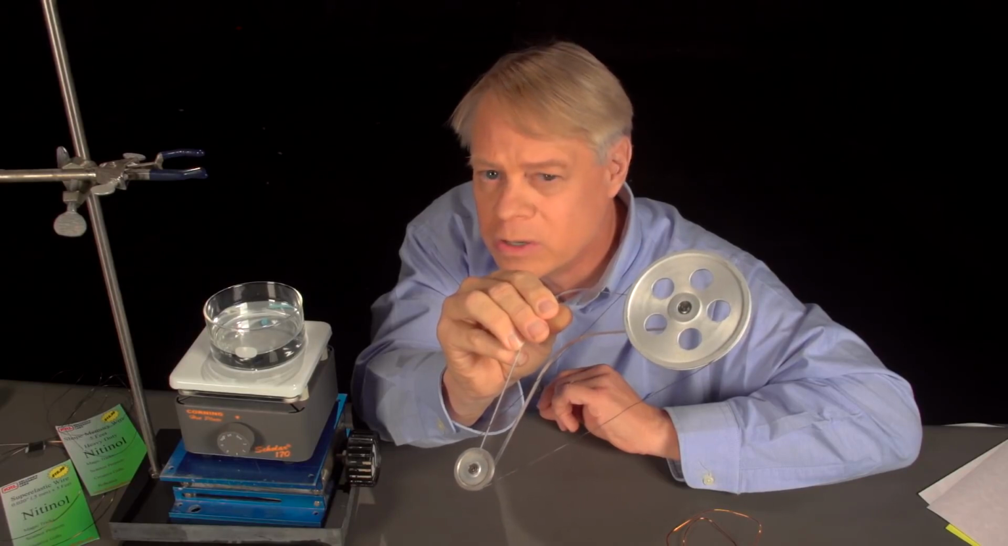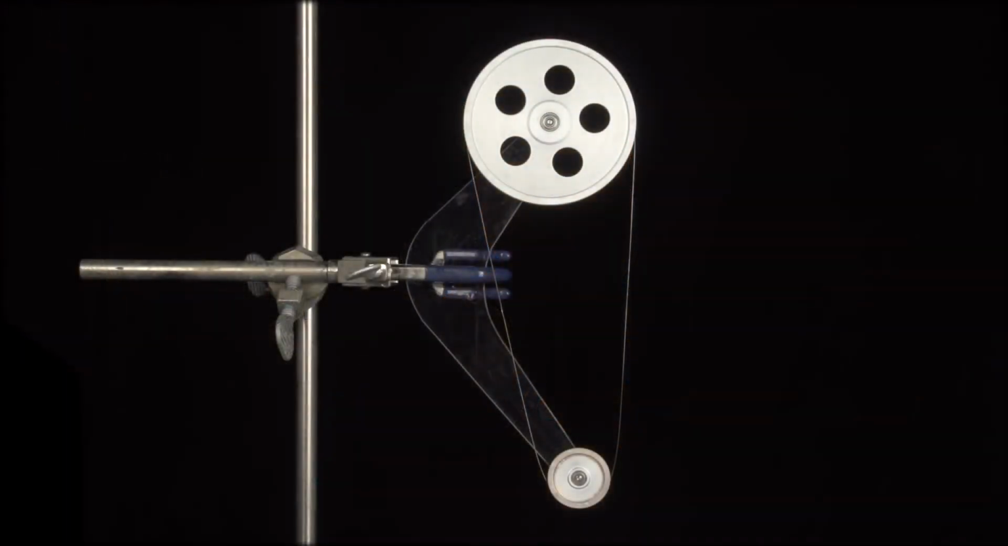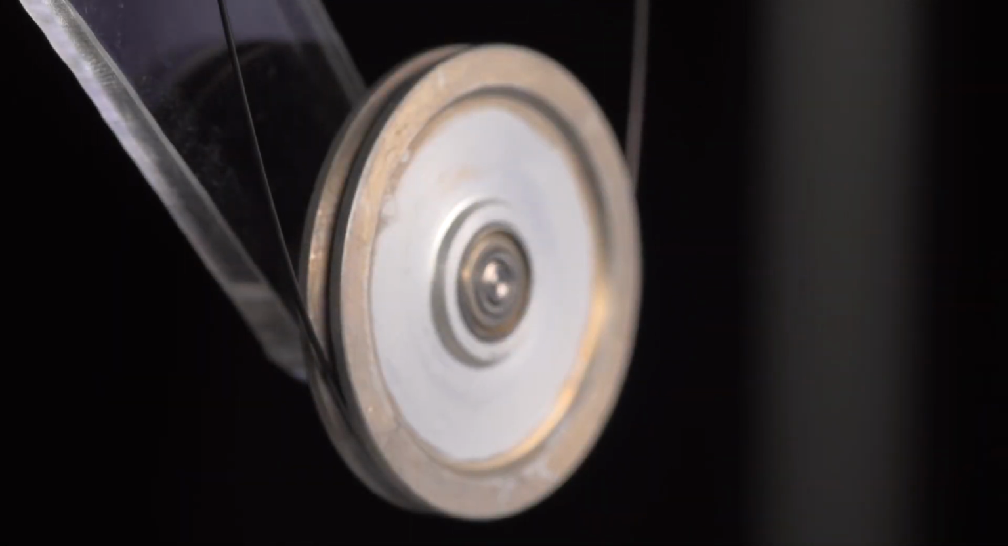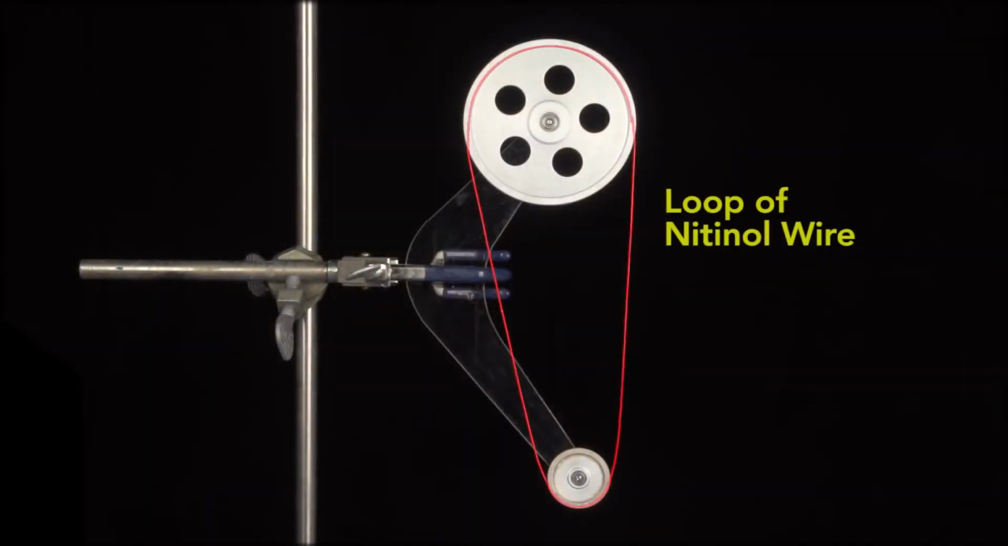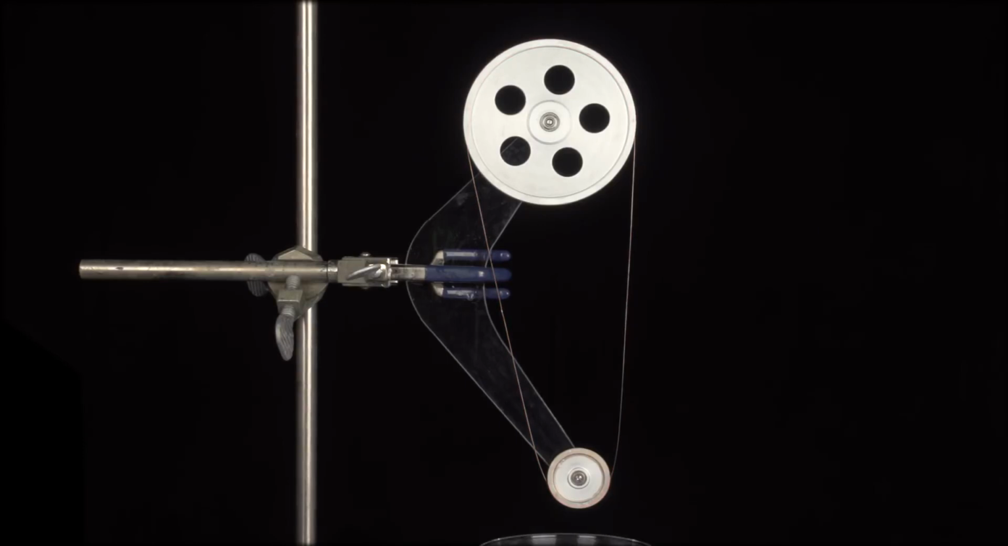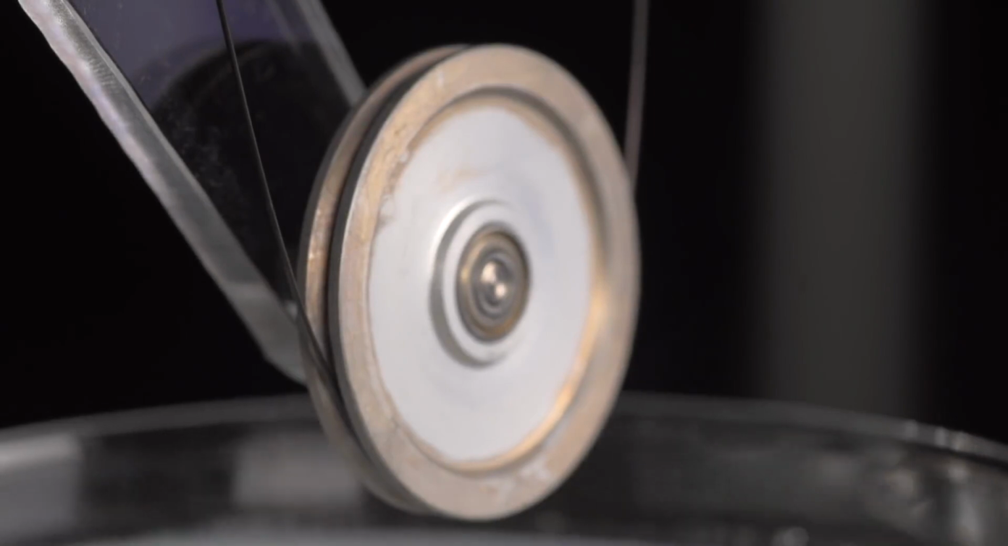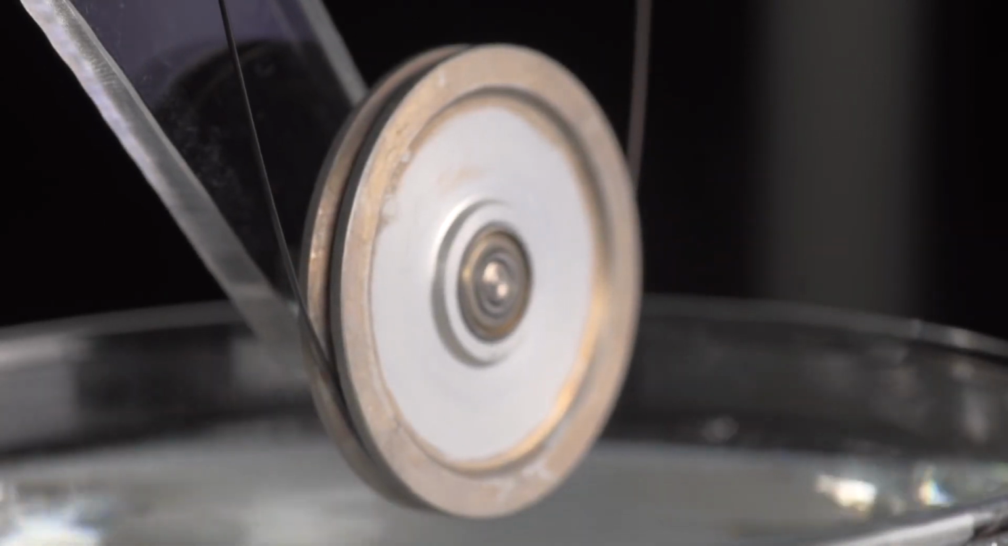For example, this device has fascinated me since childhood. It's a type of engine. Its construction is very simple, a large and small wheel, each grooved on their side, with a loop of nitinol wire that runs through the grooves and connects them. To make it run, I just contact the lower edge of the small bottom wheel with water, which I've heated again to 75 degrees Celsius.